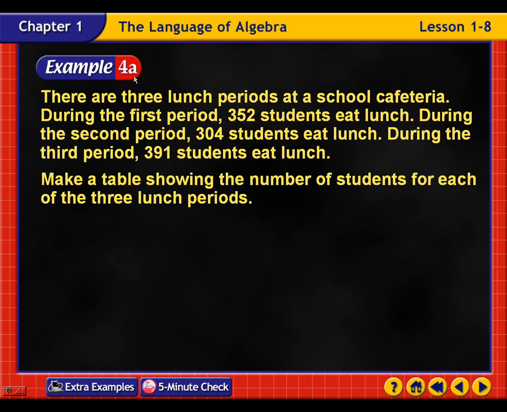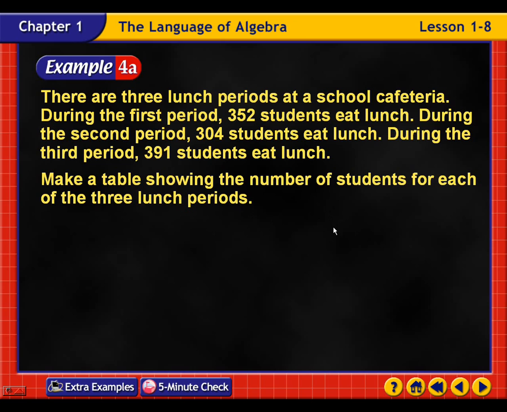Here are some examples to work through that talk about graphs that we're going to examine and draw. First one here: there's 3 lunch periods at a school cafeteria. The first period has 352 students, the second period has 304, and the third period has 391. And you're supposed to make a table showing the students and the lunch periods.